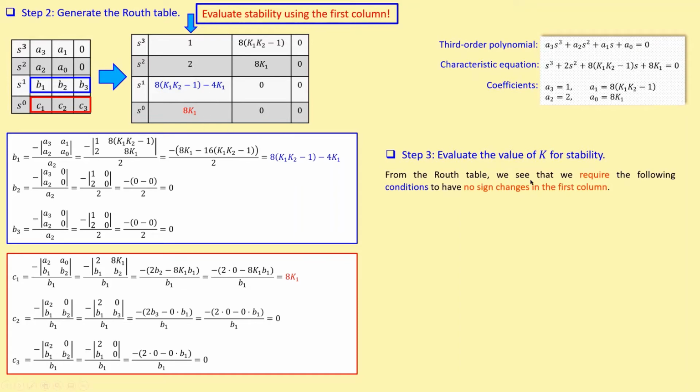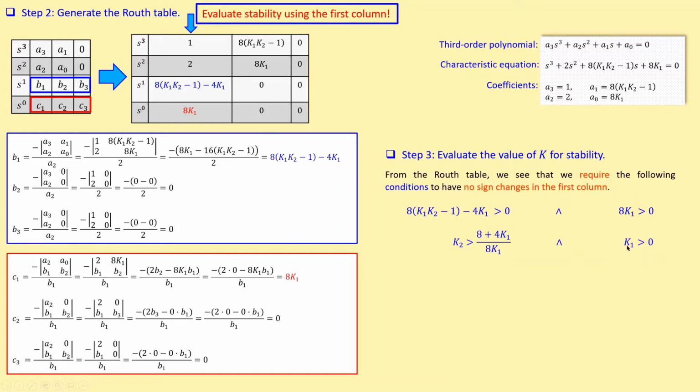So the Routh table says we require the following conditions to have no sign change: 8 times, in parentheses, K1 times K2 minus 1, minus 4K1 must be larger than 0, and 8 times K1 must be larger than 0. Both of them are required. If I simplify these expressions, I get K2 must be larger than 8 plus 4K1 divided by 8K1, where I divided by 8 on the left and right hand side of this equation.